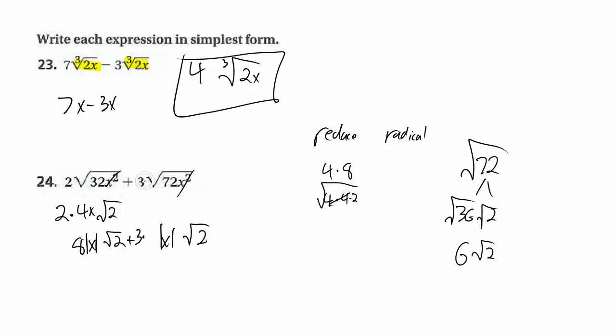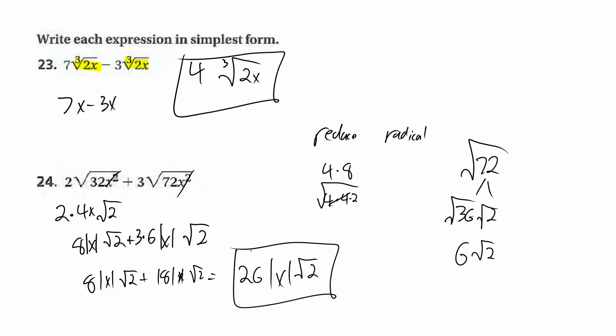So you got the 3 that's still hanging out there, and you got this 6, so that means that you have 18. So you got 8 absolute value of x square root of 2 plus 18 absolute value of x square root of 2, which means altogether you have 26 of these absolute value of x square root of 2. And there's your final answer.